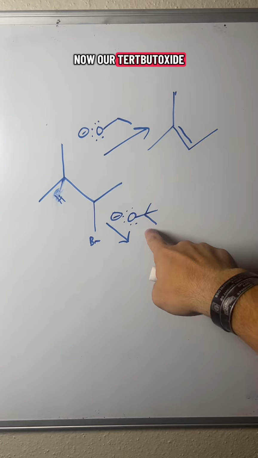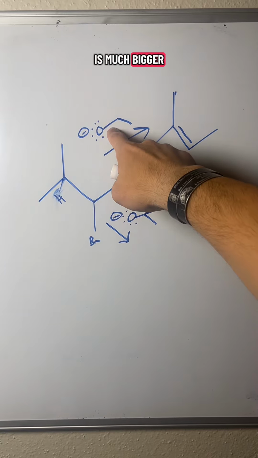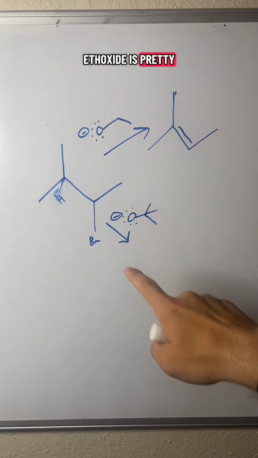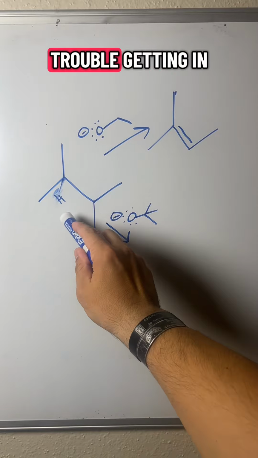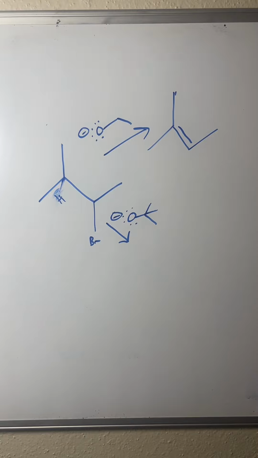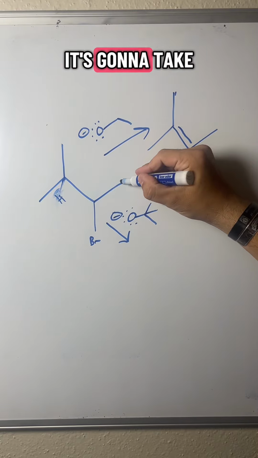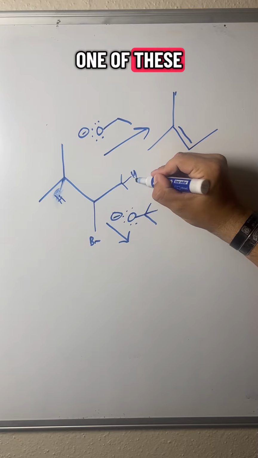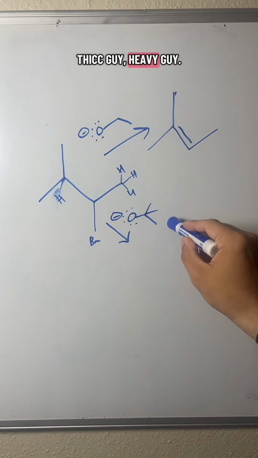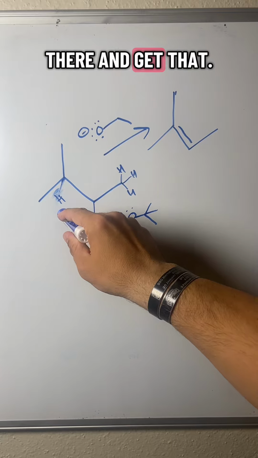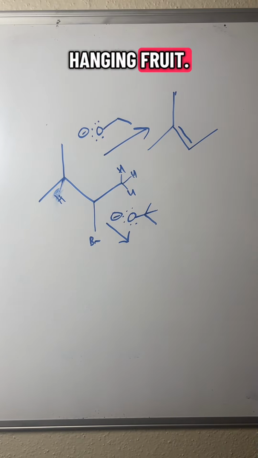Now our tert-butoxide is much bigger than this ethoxide. Ethoxide's pretty small, but our tert-butoxide, that's a thick boy. Thick with two C's. It's gonna have trouble getting in there to grab this proton. So what it's gonna do is take one of these protons that are hanging off here. Path of least resistance, essentially. It's a big, heavy guy. He's like, I don't wanna do all the work to get in there and get that. I'm just gonna take this low-hanging fruit.